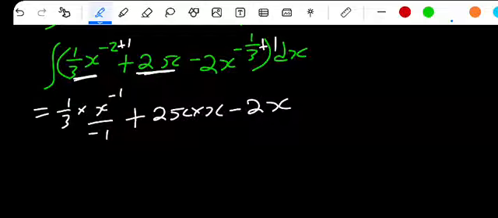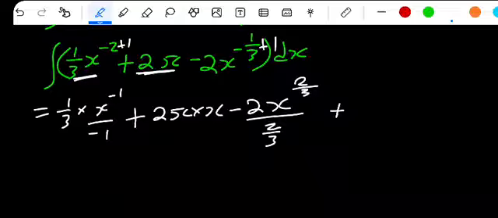So if you simply add 1 there, you have negative 1 over 3 plus 1. If you add 1, this will be positive 2 over 3, like that. You divide also by 2 over 3. Alright, since we've integrated, we'll add the constant.